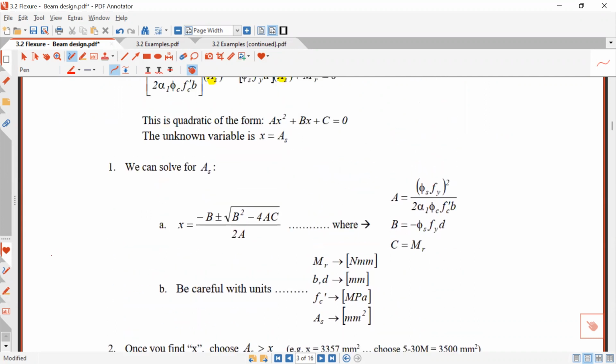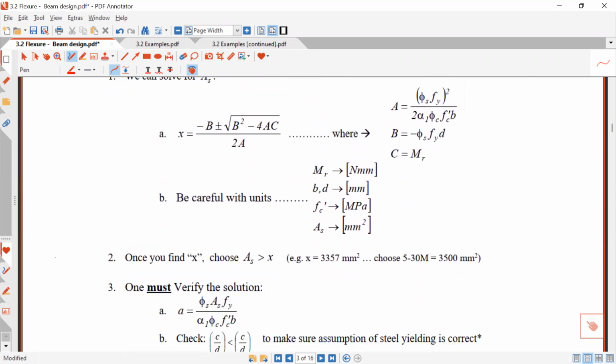Okay, once we solve this, we're going to get a number. Let's say 3,357 millimeters squared. So this is the actual amount of steel I need. But then I remember in real design, what do I need to do? I need to choose a bar size. Either it's 15M, 20M, 25M, 30M. So that has a specific area. And then you have to choose the number of those bars.